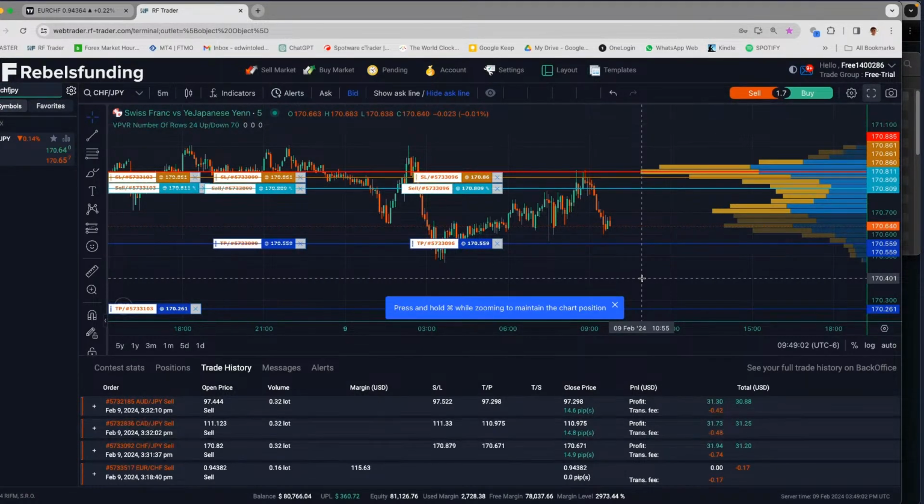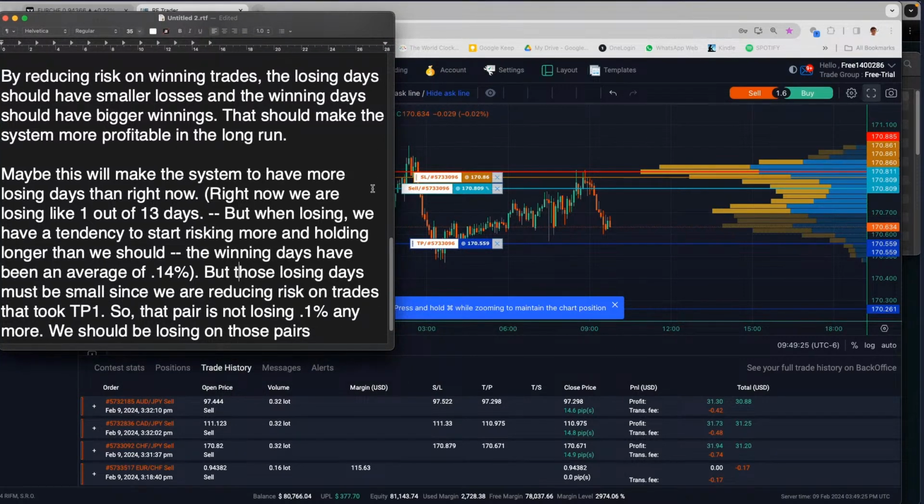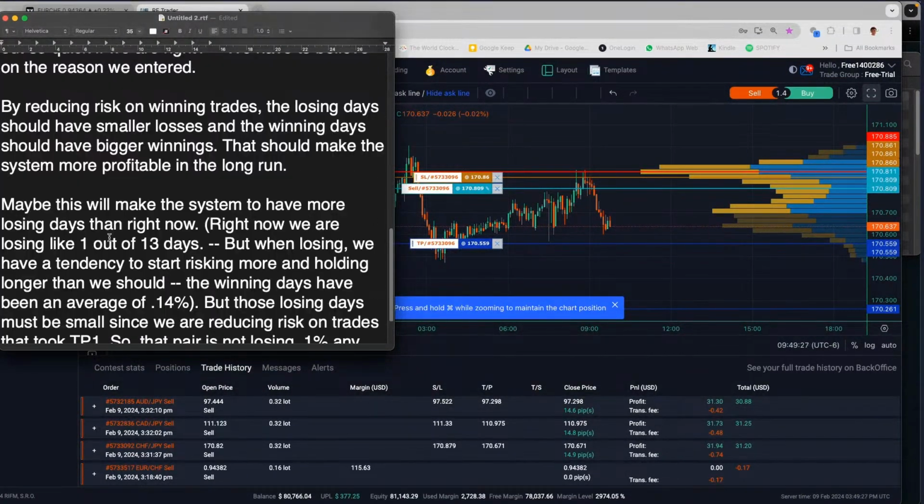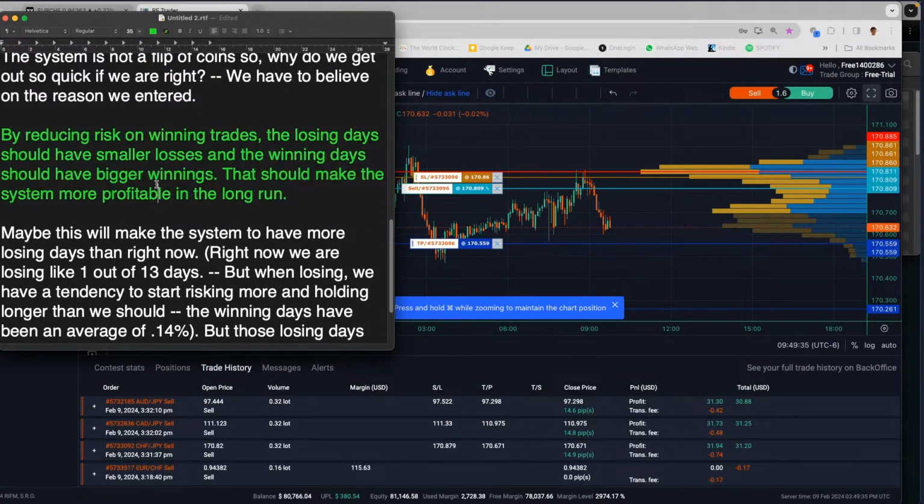So why are we so quick to take profits? 'Cause we hold for so long when we are losing, and that's the issue. That's the issue. I am liking this a lot. I am loving this. This sentence just made my day today.